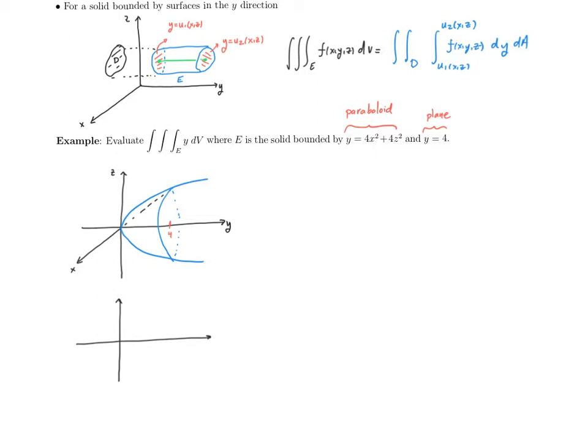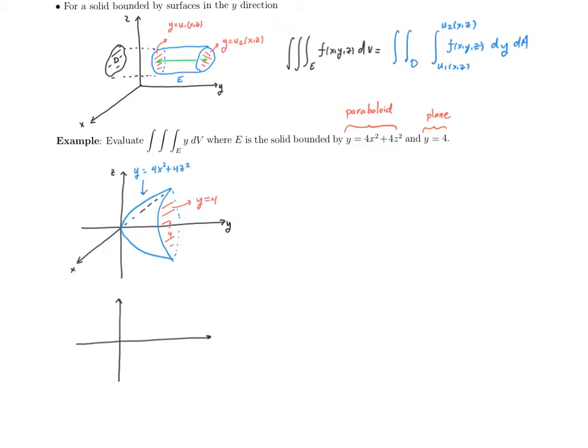I'll go ahead and erase a few extraneous portions so that we can more precisely see our solid of integration E. So E is going to be the solid of integration going from this paraboloid up to the plane y equals 4. I'll shade that plane in so we can more clearly see y equals 4 versus the paraboloid y equals 4x squared plus 4z squared.